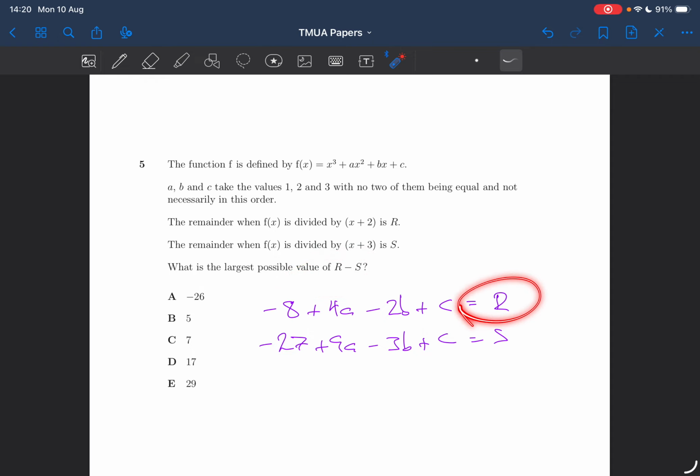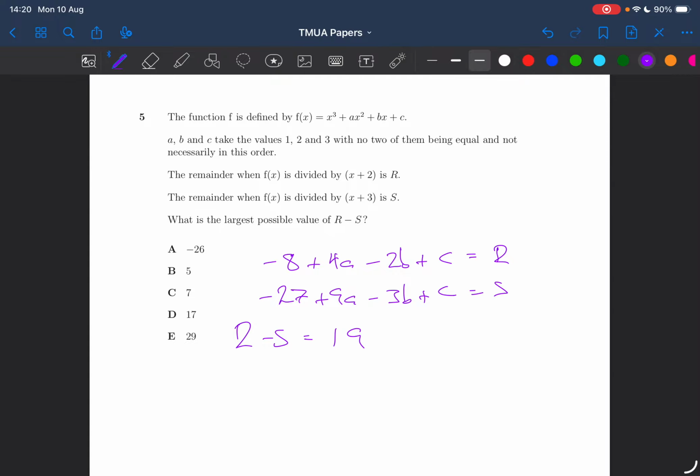So let's do top row, take bottom row. So r minus s, then, what are we going to get? Well, minus 8 take away minus 27, so it's like plus 27, and take away 8, so it gives us a 19. And how many a's will we have? Top take away bottom, we'll have minus 5. How many b's will we have? Top take away bottom, so this would be a positive 3, wouldn't it? Take away 2 is going to be 1. And the c's will go.